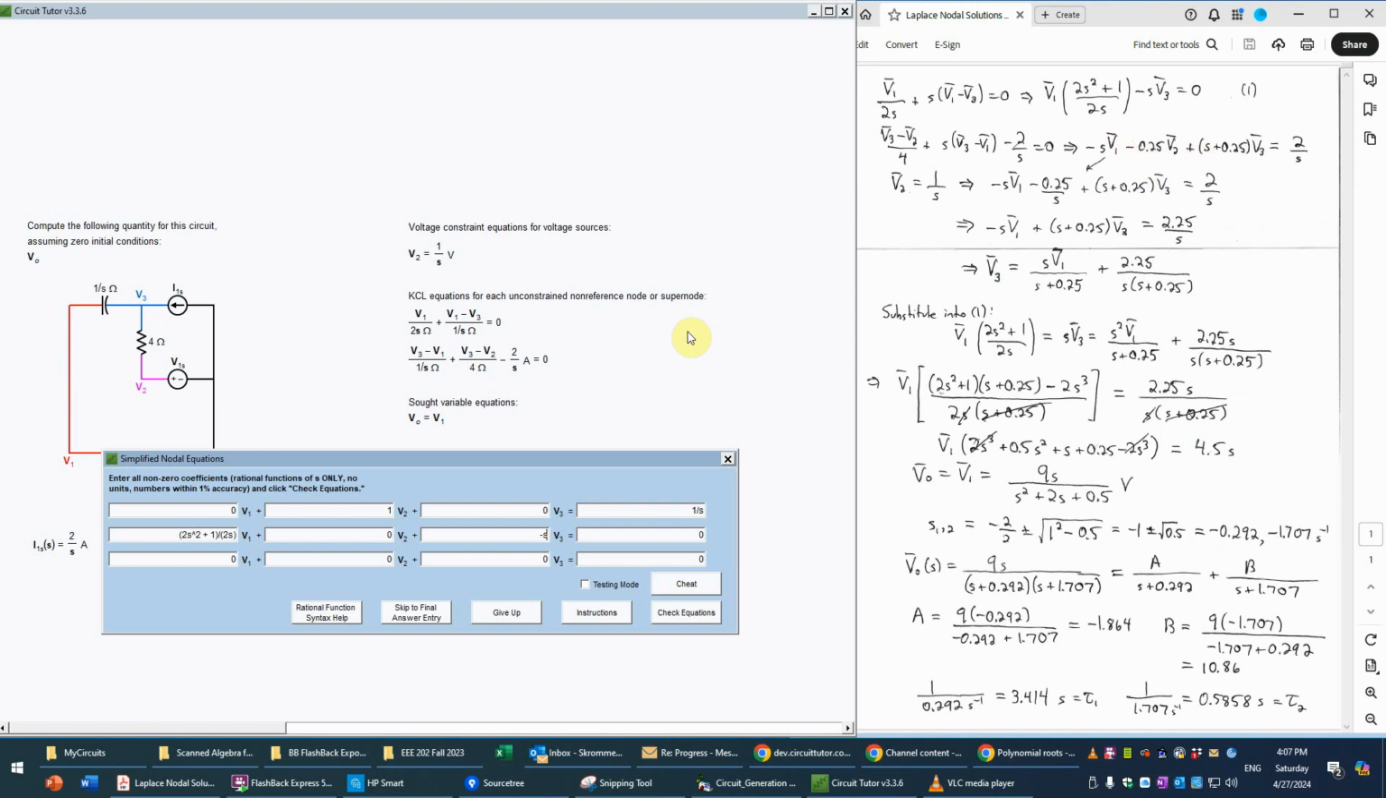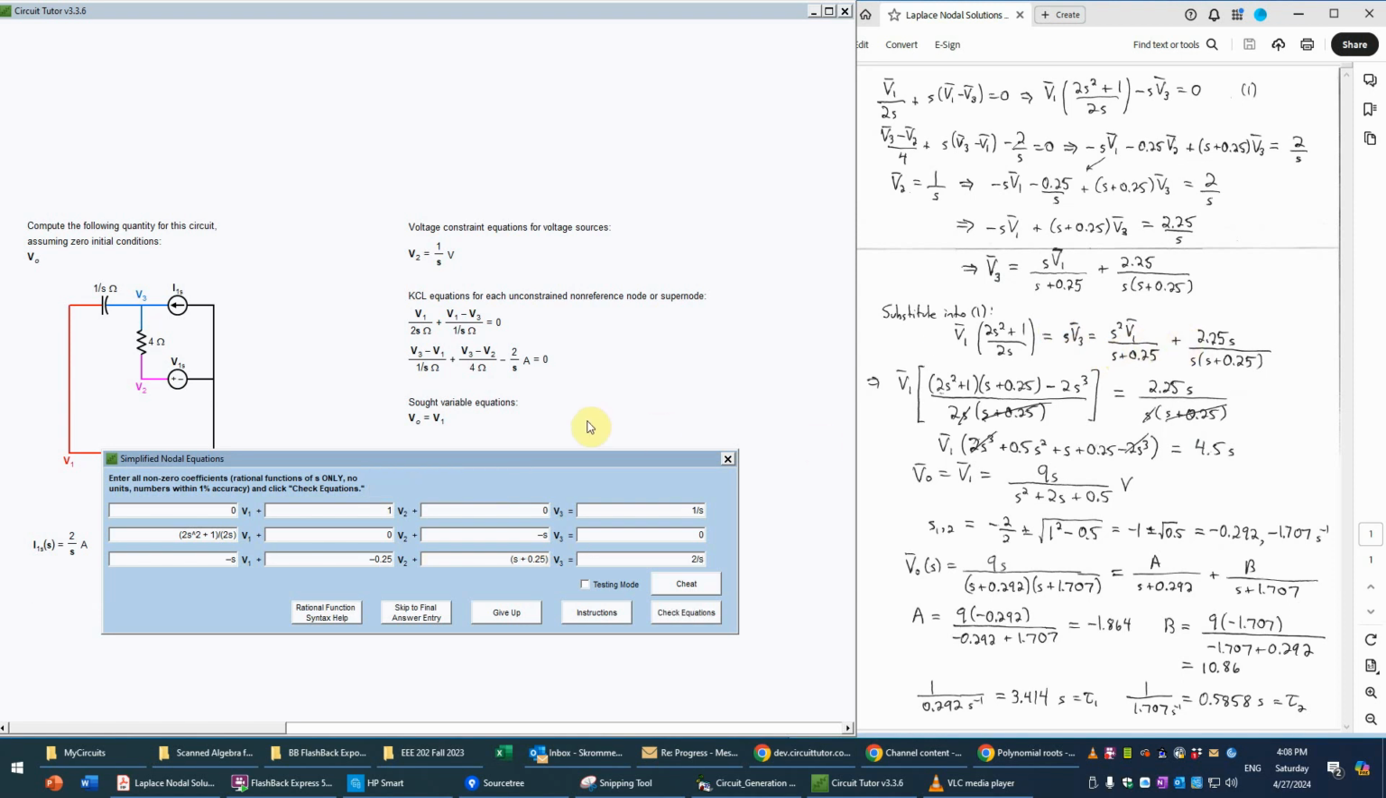Okay, so now we'll enter that, and we have negative S there for the V1, and then we're going to have minus 0.25 for V2. I like to put a leading 0 there to make it easier to read. And then for V3, it's going to be S plus 0.25. And then the right-hand side is going to be the 2 over S.